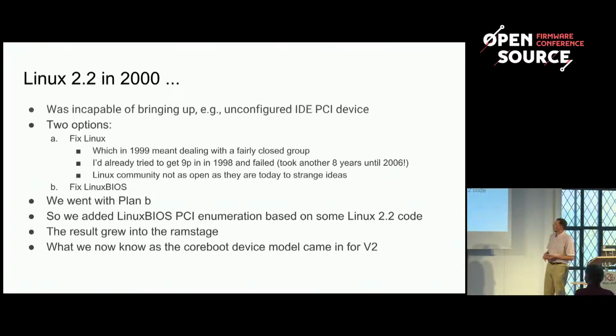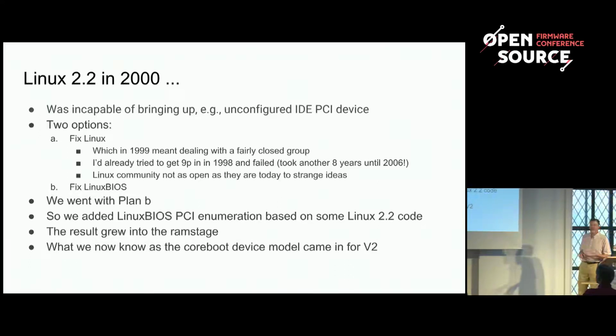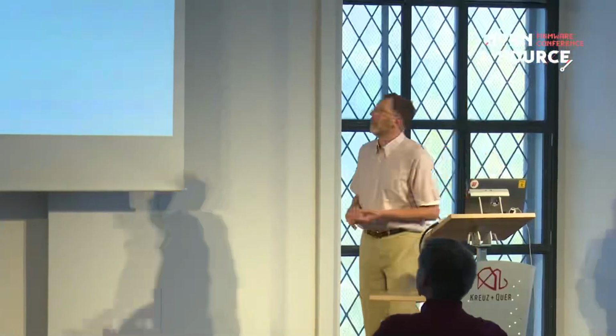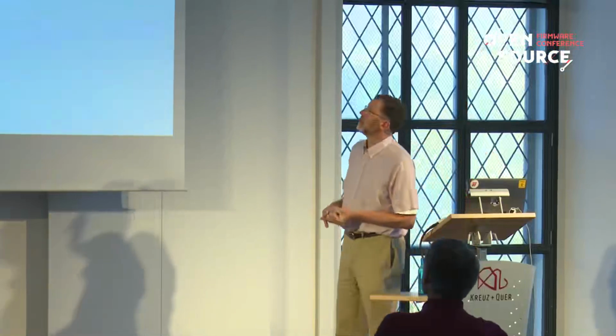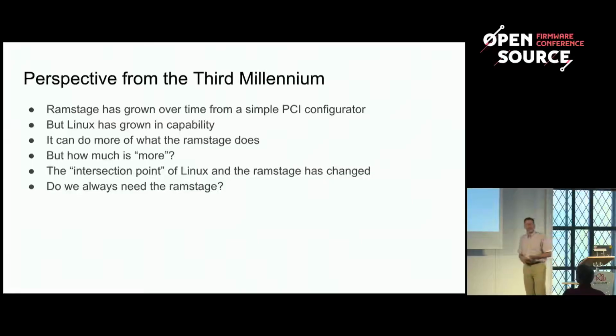I grabbed the Linux PCI enumeration code and jammed it into LinuxBIOS, and things kind of worked. And that became the ROM stage. And the thing we know as the device model came in in V2. So, the work on LinuxBIOS started in the second millennium, and now it's the third millennium. So now we've been around for like a millennium. It seems like a good time to think this through a little.